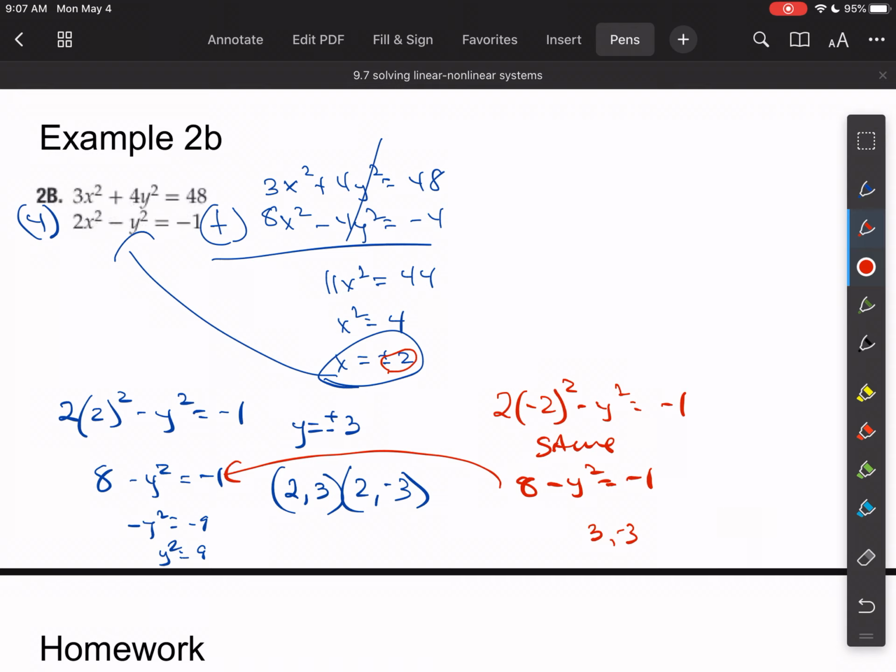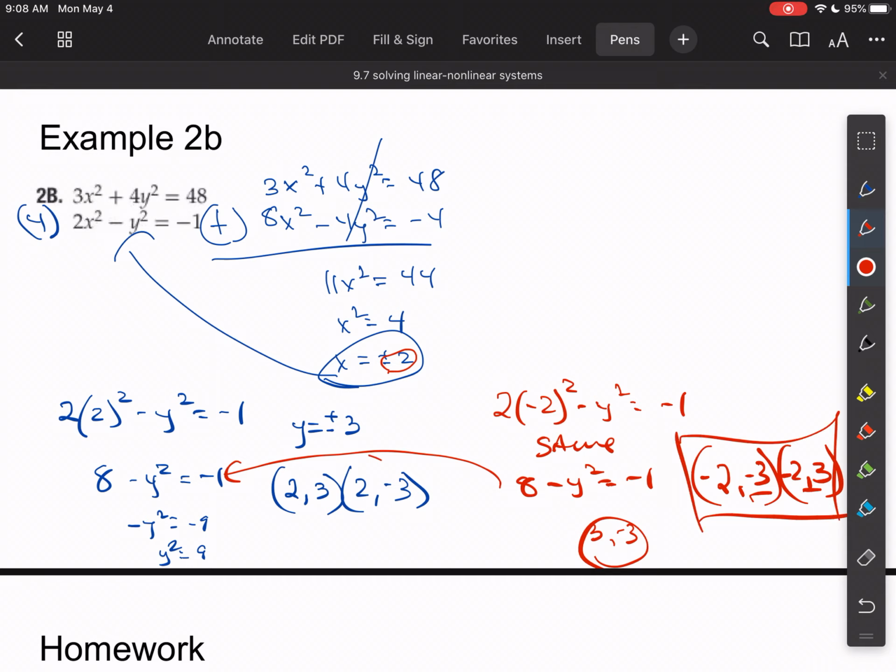Sorry guys, my bad. I'm looking at this completely wrong. Sorry, I plugged in a negative 2 for x. Okay, so negative 2 comma negative 3. And negative 2 will also give me positive 3, right? So when you plugged negative 2 in, I got the same answers again. So there's your 4 solutions to that guy. Sorry if that was confusing there at the end, but hopefully that cleared it up.